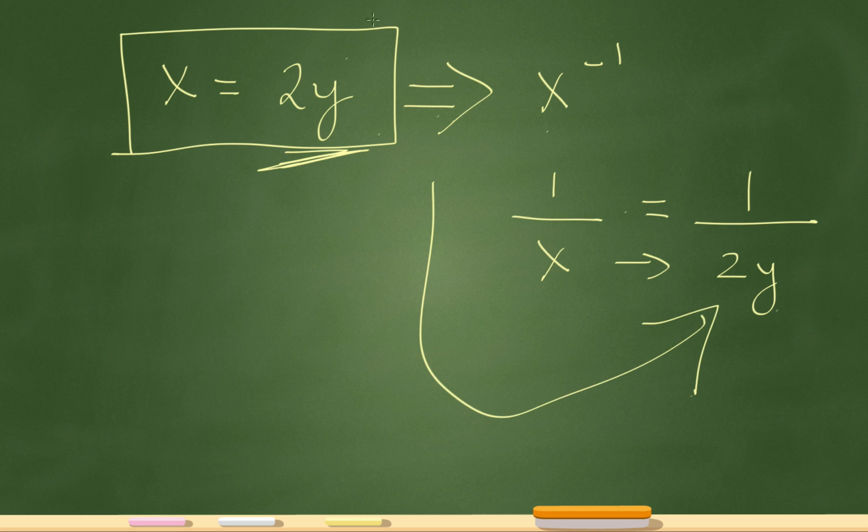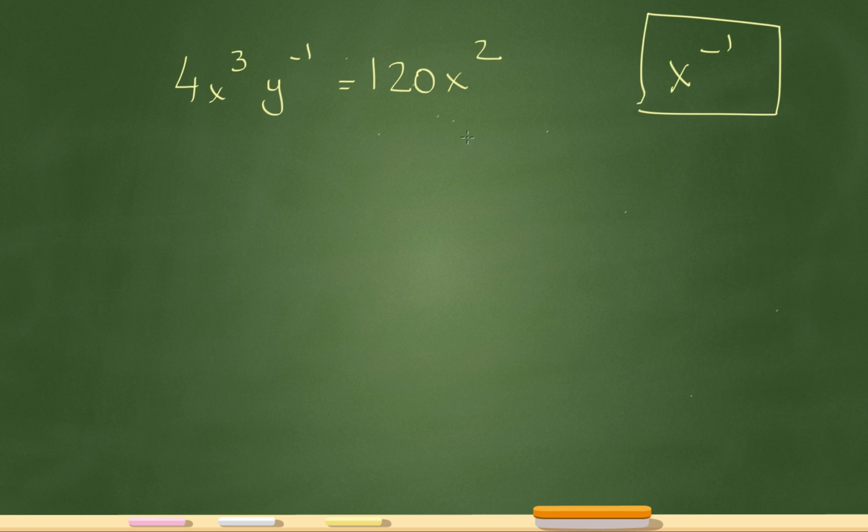Make sure you understand this little concept over here. Watch this little 20 seconds again if you need to, because this will really make this problem that we're going to work on next a lot easier. So let's get to the problem. Now the problem is saying 4x cubed times y to the negative 1st equals 120 x squared. My end goal is to figure out what is the value of x to the negative 1. Okay, so let's hop over here now.